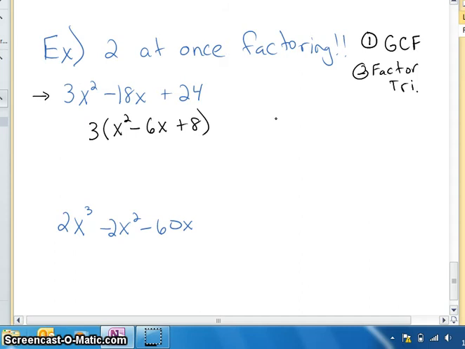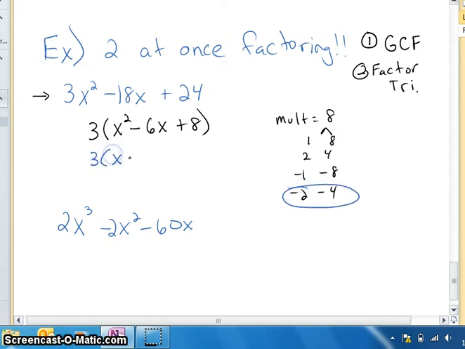So I'm thinking what things multiply to give me 8. 1, 8, 2, 4. Right? And then I could do negatives too. Negative 1, negative 8, negative 2, negative 4. What things multiply to 8 and add up to negative 6? Well, that's right here. So this becomes x minus 4, x minus 2. I'm done.